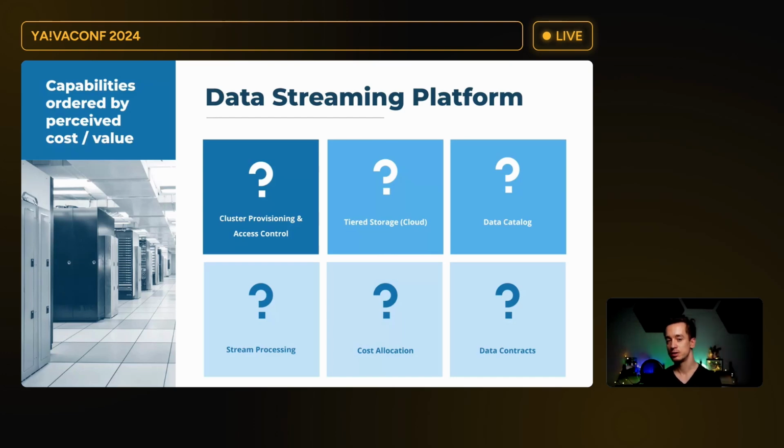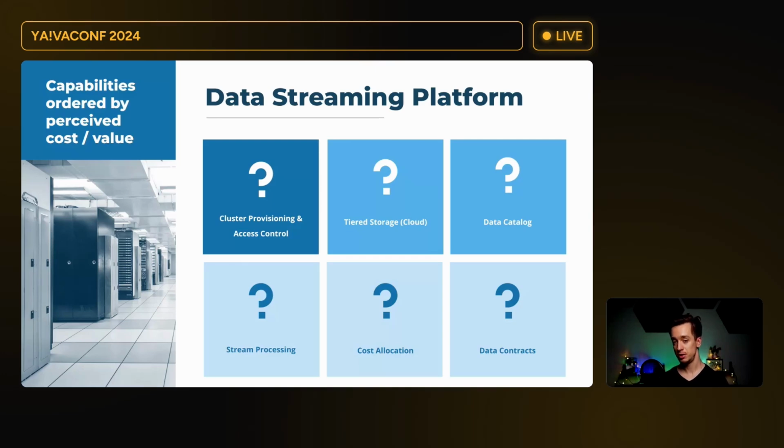But then once you have it, tiered storage is extremely valuable. It could also be pretty expensive if you are doing this yourself and not using a cloud provider. Data catalog is very important. It's tailor-built for data products. So if you do a standardized setup of your domains, you can usually rather easily plug this into a data catalog, as long as it is supported by the platform.